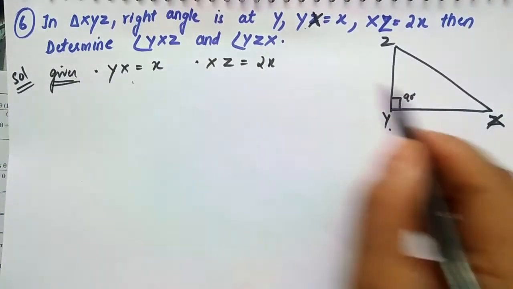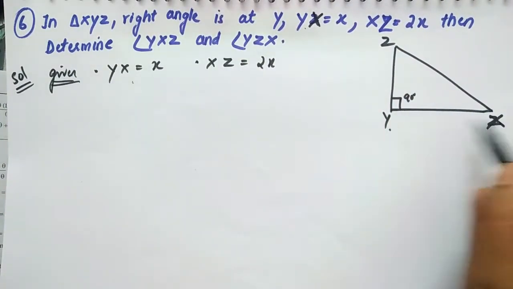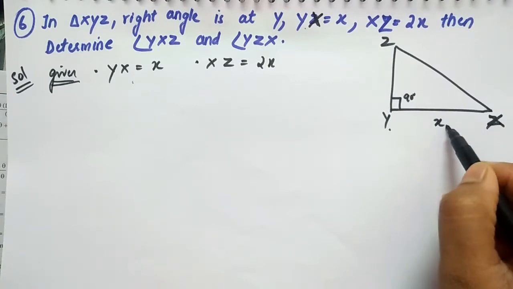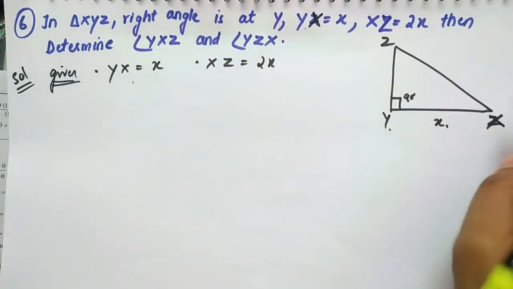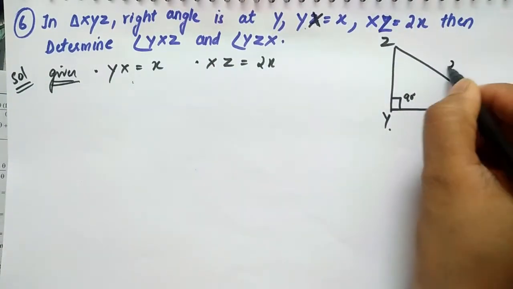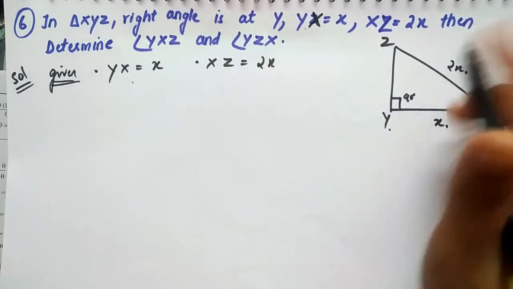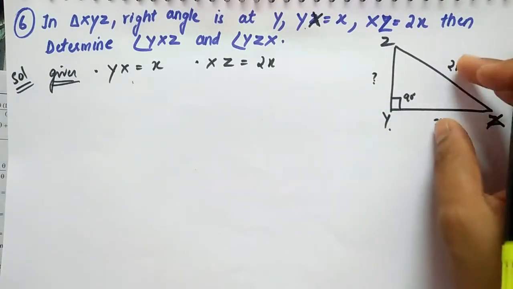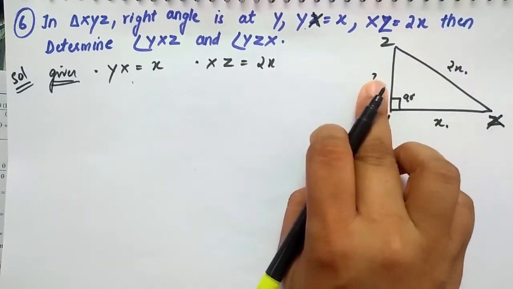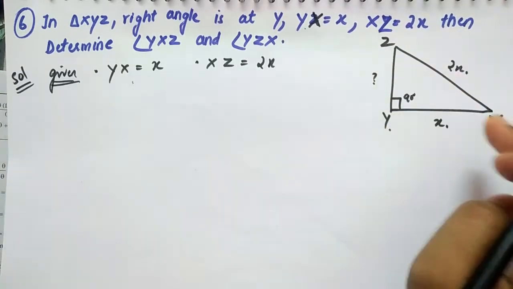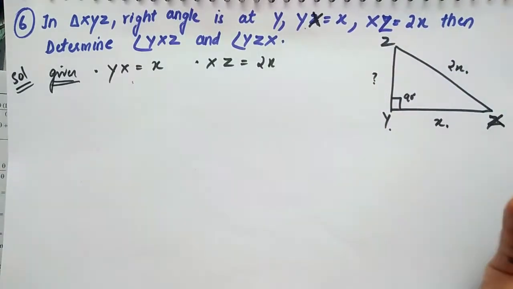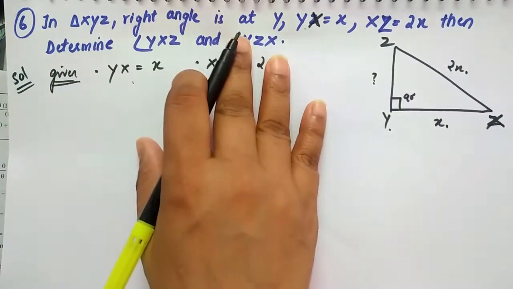What is yx or xy? Small x, it's given. What is xz? It's given as 2x. These two values are given, and this is the unknown value now. So when two lengths are given, we need to find another length. What do we use? Pythagoras theorem. It's a basic thing, but let's first complete the question.